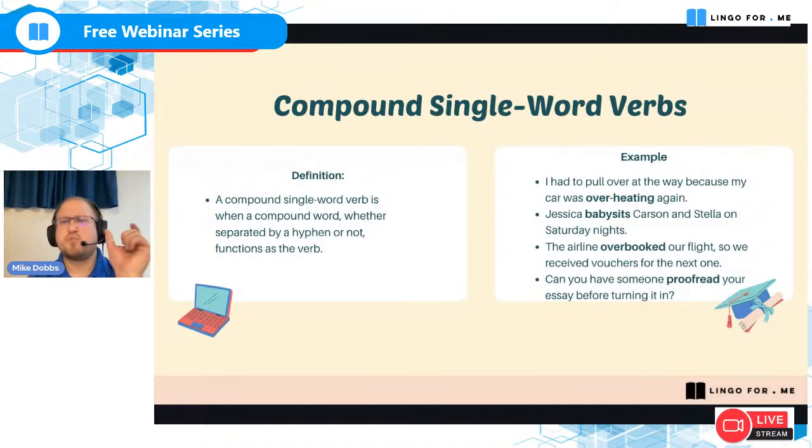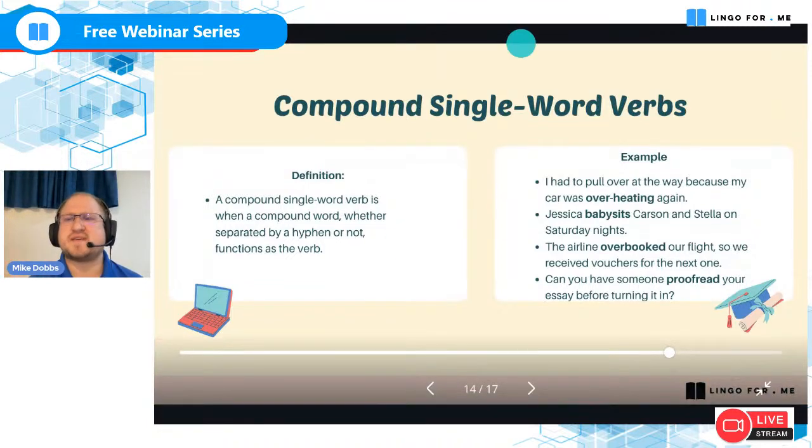So here we'll see proof and read, two words together. Proof can mean different things, and then read, obviously, if you're reading a book or reading the computer, you're looking at the words. When we put them together, that means to, we could say, edit or correct or look for mistakes in a paper. So this sentence is saying, can you have someone proofread your essay before turning it in? That means, can you have someone look at your essay?